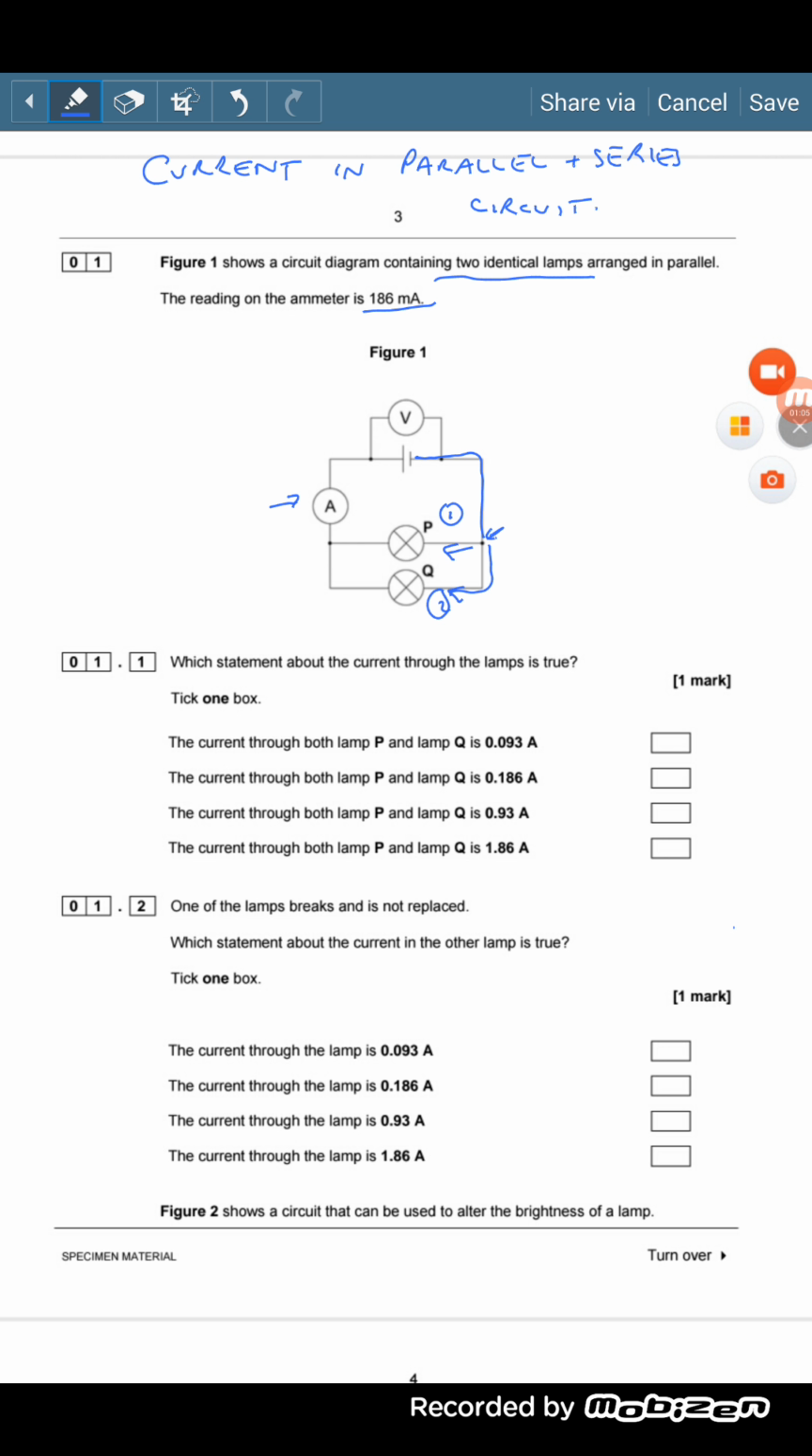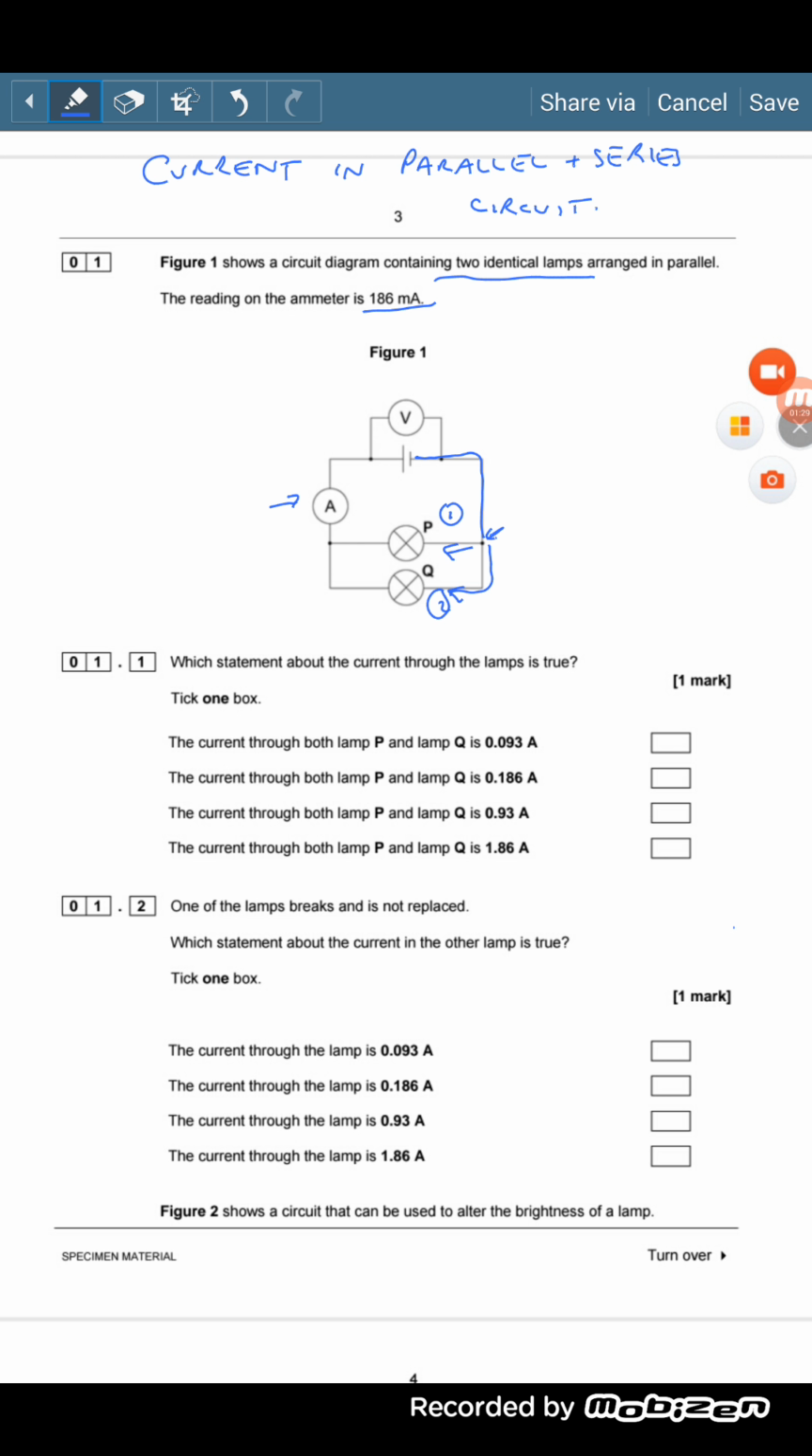If P had a much larger resistance than Q, then more electrons would go along Q. And so because they're identical, they have exactly the same number of electrons. And remember, the current is the number of electrons per second. So that's the first thing to say. So we know that whatever happens, P and Q will be equal.